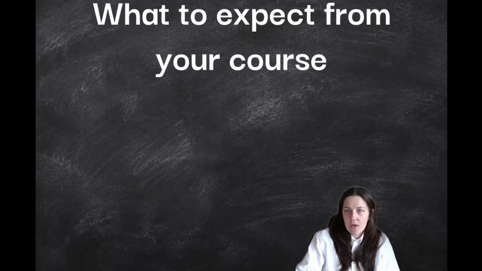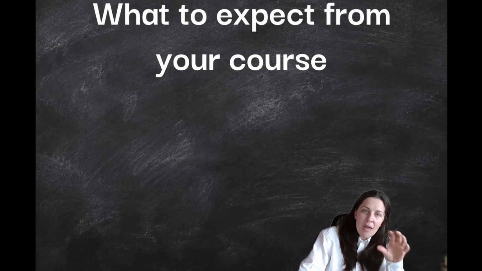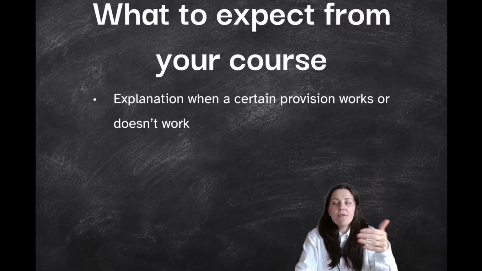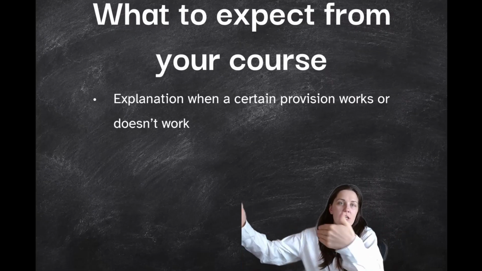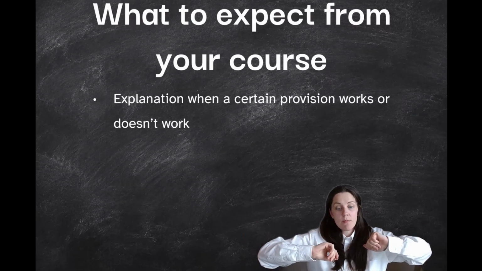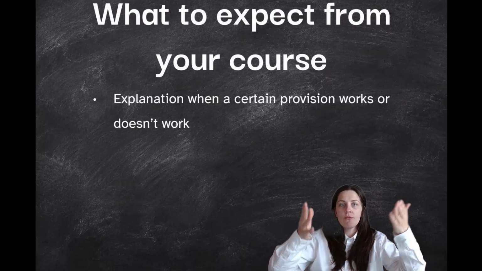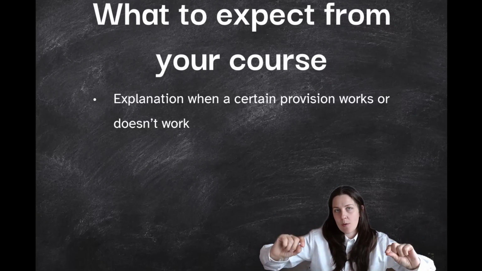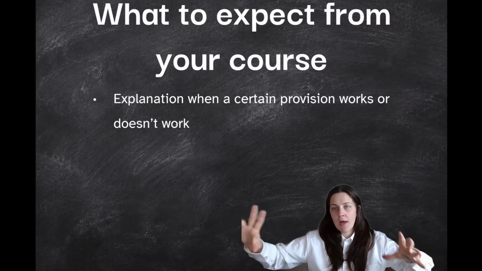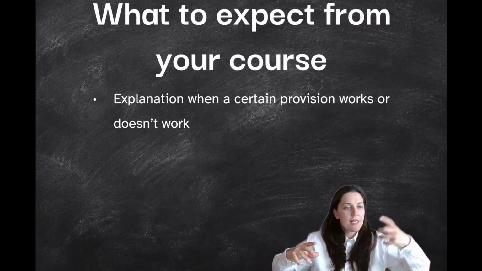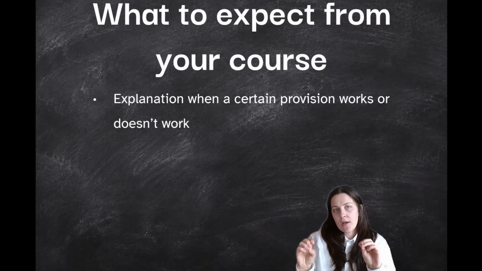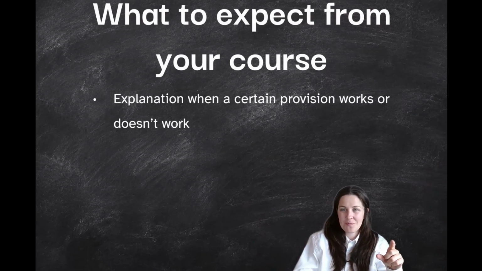And when we're talking about the course, you need to make sure that your course is not just theory rewritten. There have to be explanations when certain provisions work or they don't work. Like as I explained to you with the case of our IFRS 15 step 1, when it won't work. Or for example, when we're talking about IAS 37, when is that then we use the highest probability, and when is that then we're going to use the weighted average.